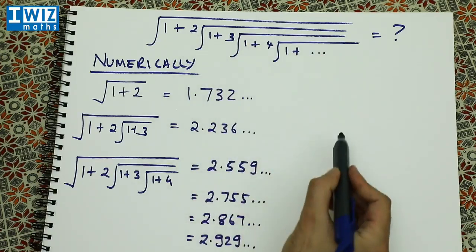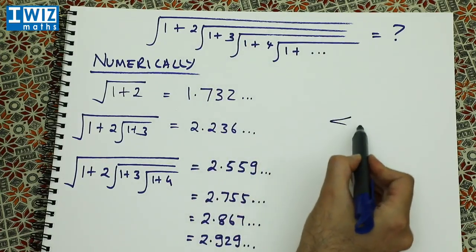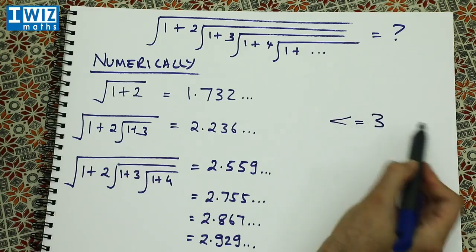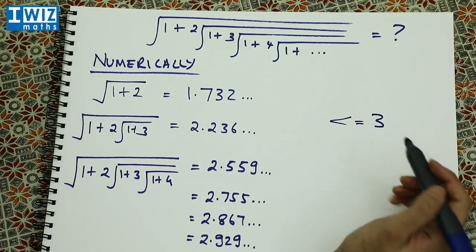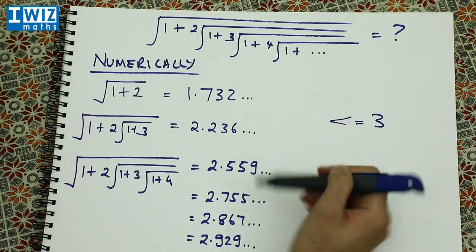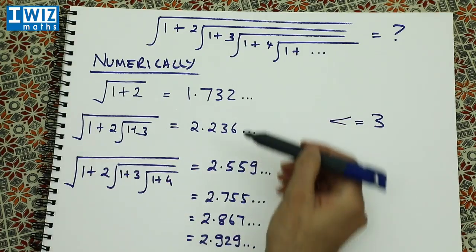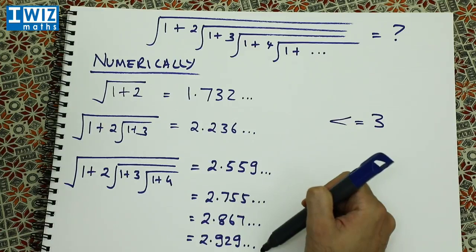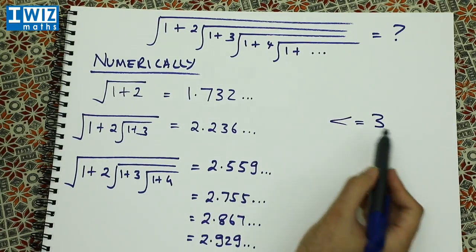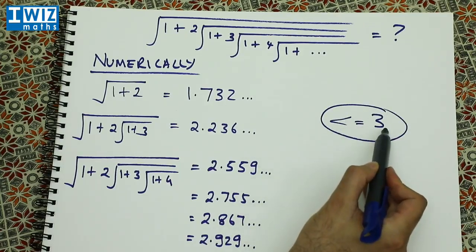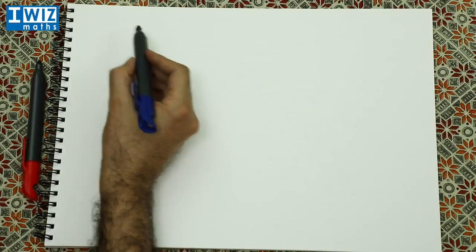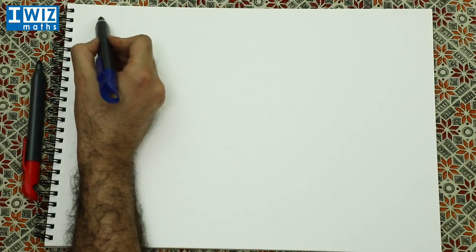That's something that we're just conjecturing, based on a numerical analysis of a few of the terms. We see that the terms seem to be rapidly approaching 3. So let's assume that it is actually bounded by 3, so it's less than or equal to 3. Let's explore what actually happens with 3.